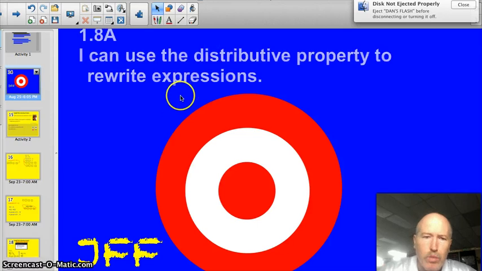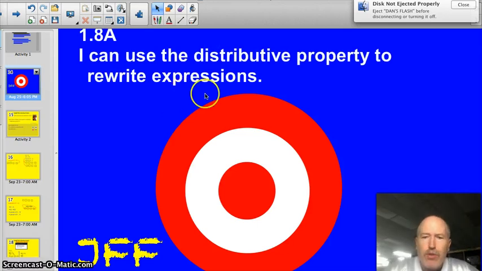Tonight officially our target is 1.8a. I can use the distributive property to rewrite expressions. Let's do this thing.